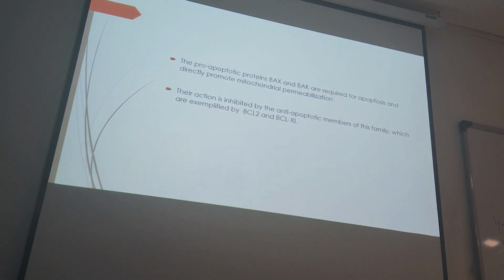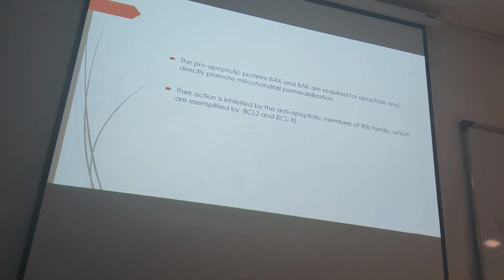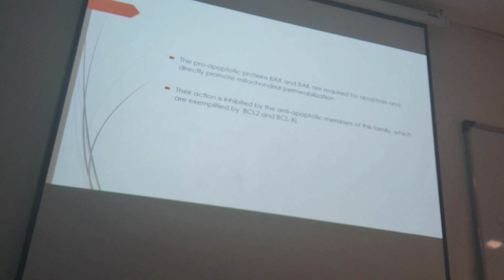BCLXL. Please remember this because maybe I will have some question at the end of class or maybe a small exam, and please remember this, okay? How many marks? You should remember the points that I emphasize about them. These are very important for your final exam. So the pro-apoptotic proteins are BAX and BAK, and anti-apoptotic factors are BCL2 and BCLXL.